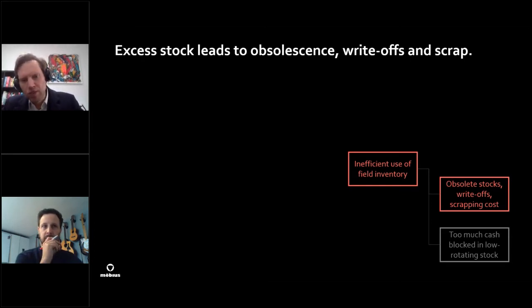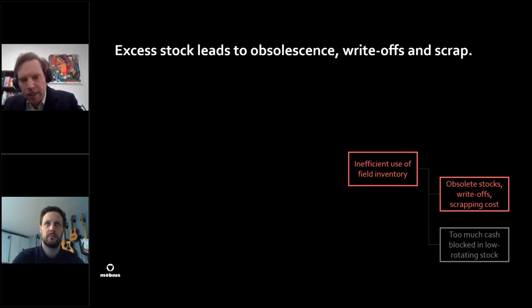Peter will also talk about shelf life at some point. If we manage items where the shelf life is limited, then of course the obsolescence becomes even more important. So obsolete stocks lead to write-offs, leading to scrapping costs potentially. So both cost and balance sheet impact, because we have this large quantity of diverse inventories in the field.